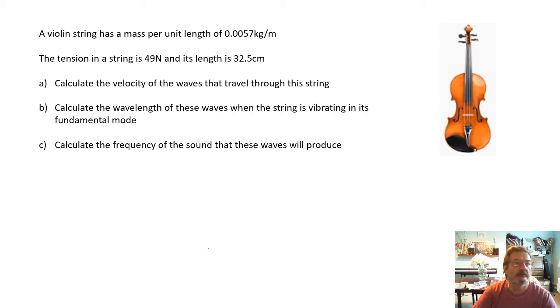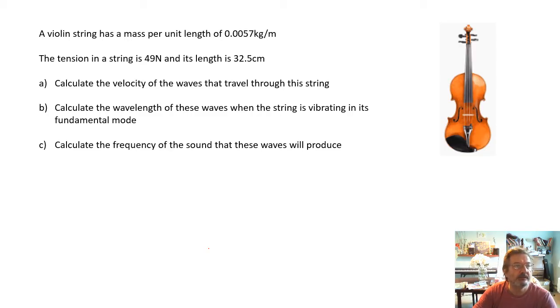Okay, let's have a go at a couple of examples. I'll go through this one slowly, carefully. A violin string has a mass per unit length of 0.0057 kilograms per meter. Now, I could have been cruel and said 5.7 grams per meter, and then you would have to divide it by 1,000 to get kilograms. But I've just given you kilograms per meter. The tension in a string is 49 newtons and its length is 32.5 centimeters. Calculate the velocity of the waves that travel through the string. Calculate the wavelength of these waves when it's in its fundamental mode. Calculate the frequency of the sound that these waves will produce.